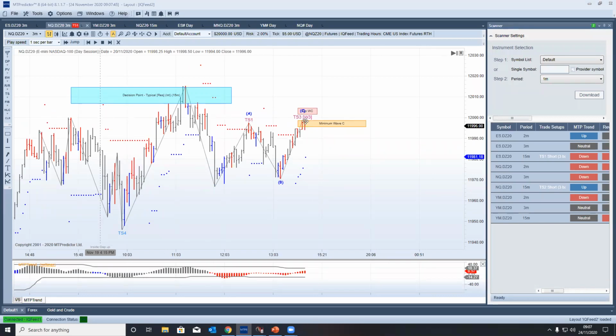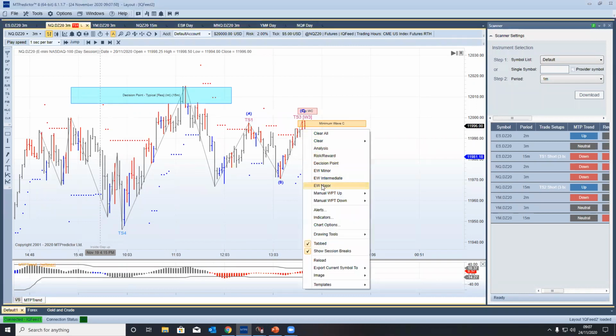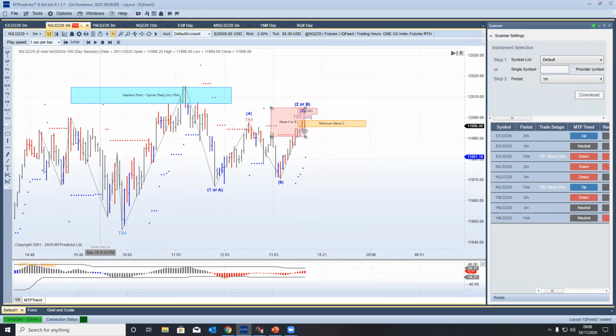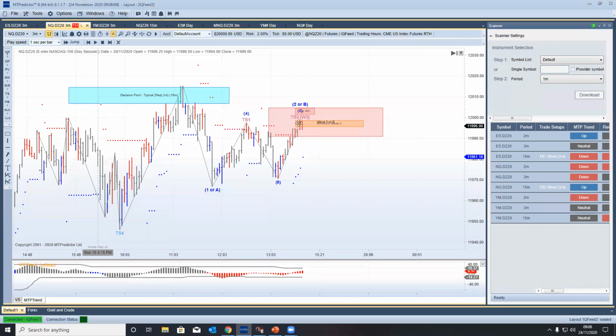The reason we like it is because here's our ABC correction. What's the most common place that an ABC correction unfolds? Well, if I right mouse click here and do Elliott wave major, it's off a wave 2. I know this says 1 or A or 2 or B, but because we're coming off a major high here, this is the start of our sequence.